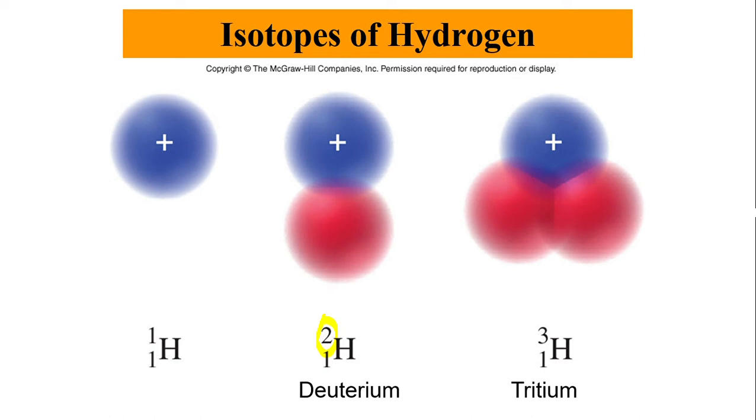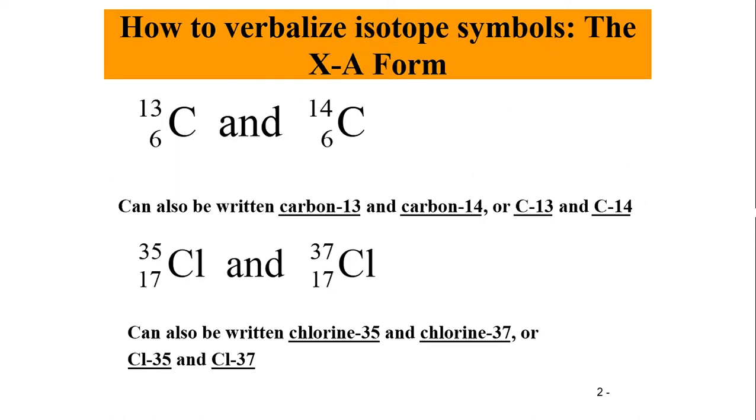Now, how would you say these things? If you see the symbol, not all the isotopes of all the elements have common names like hydrogen has with deuterium and tritium. How do you say it? Well, for example, let's consider two isotopes of carbon here on the top. If you were to say this or write it down, how would you pronounce it? Well, you can say, for example, the isotope on the top left here, we can call it carbon 13 and the other one carbon 14.